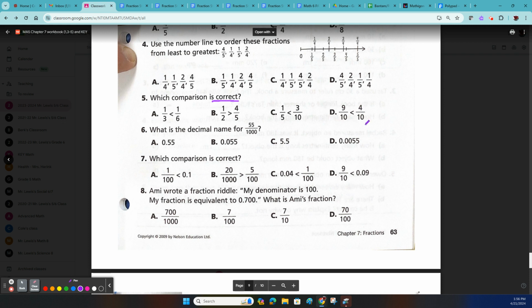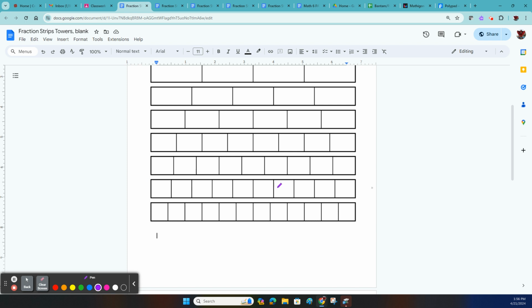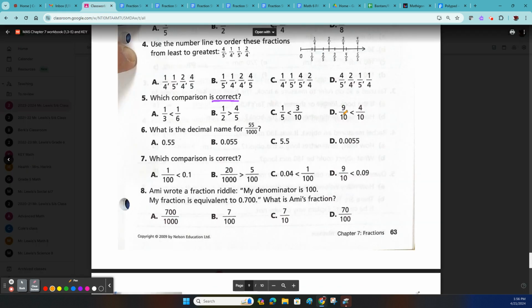So 9/10 and 4/10. Well, if I go down here to my fraction strip tower, here are my tenths, okay? 9/10 is 9 of them, right? 4/10 is just 4. And since they are all tenths, I can compare them pretty darn easily just by looking at them. They've got a common denominator, the same denominator. So I know that this has got to be wrong. 9/10 is more than 4/10. So that one's wrong just by looking at it. And thankfully, it has a common denominator. It makes it really easy.